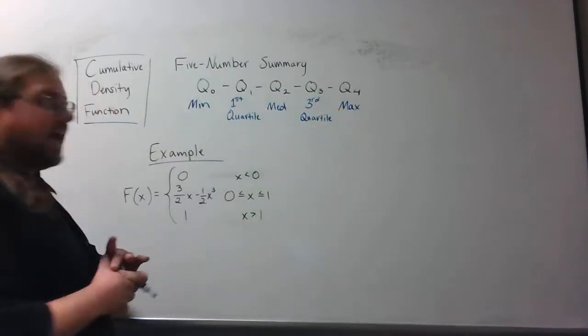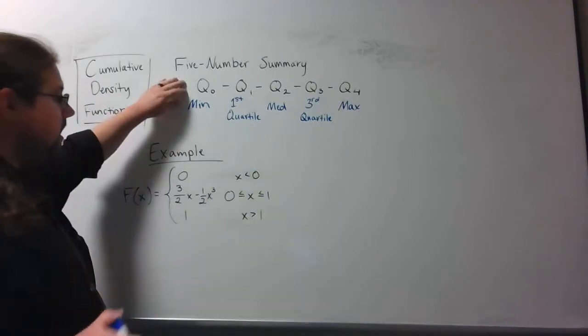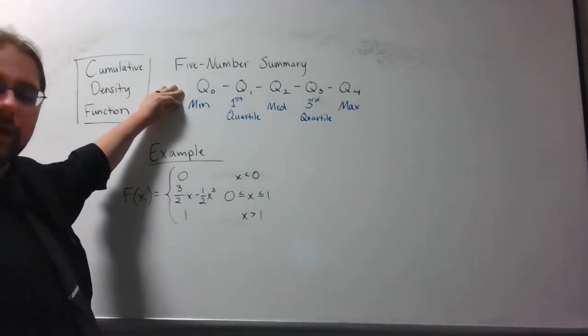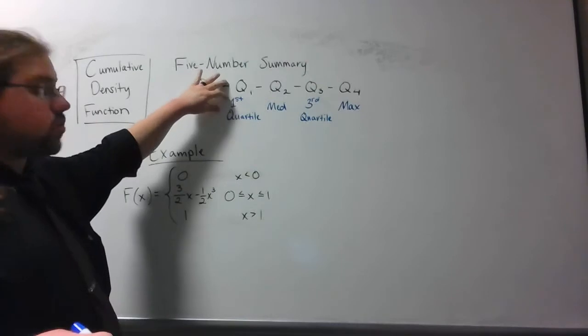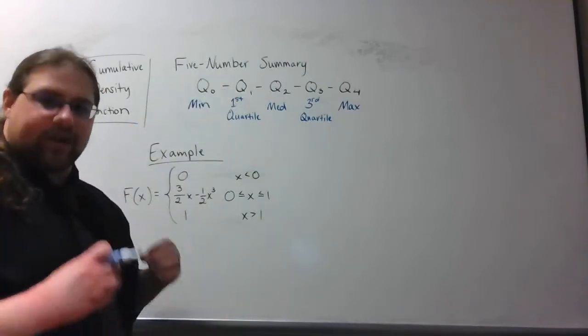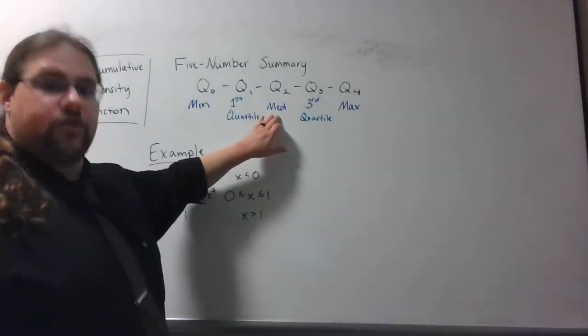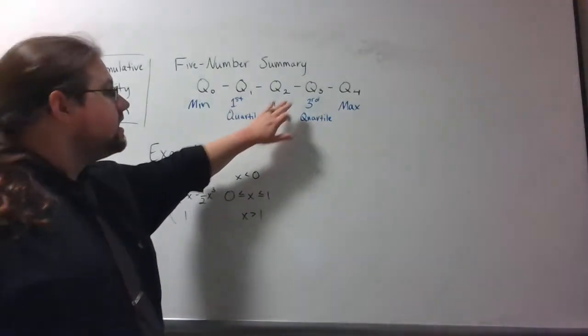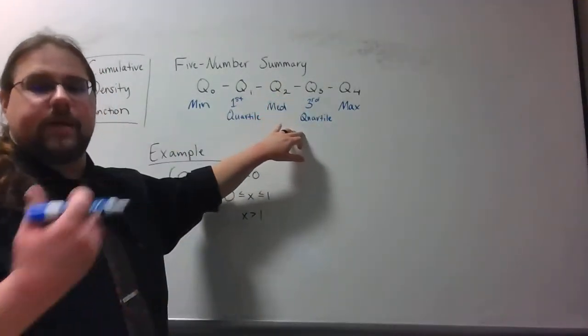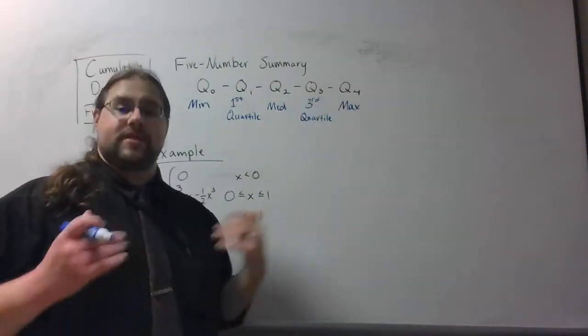So that means at this mark, at Q0, there's 0% of people below this. At the first quartile, it's the first 25%. 25% of people are below this number. At Q2, 50% of people are below this. At Q3, it's 75% of people are below this. And the maximum, 100% of people are below this.